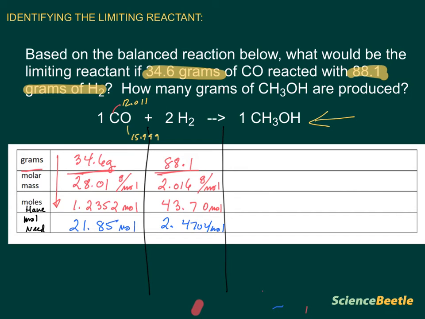So in order for us to determine whether we have a limiting reactant, what we're going to do is take the moles have and subtract the moles needed. So essentially what we're doing here is the following. We're going to take these two numbers and subtract them. Okay? And we're going to do the same thing here. And it only applies to these two that I'm putting in the box. Okay? If you do 1.235 minus 21.85, obviously this number here is the negative. So this is the limiting.